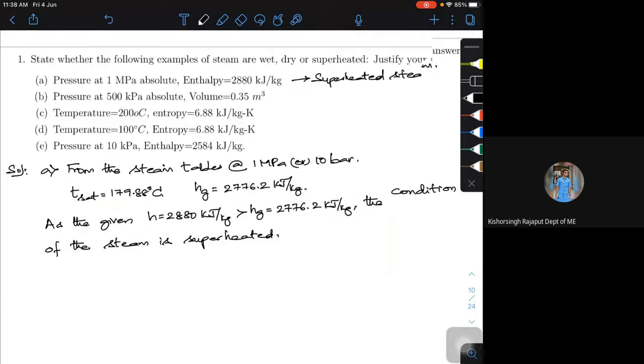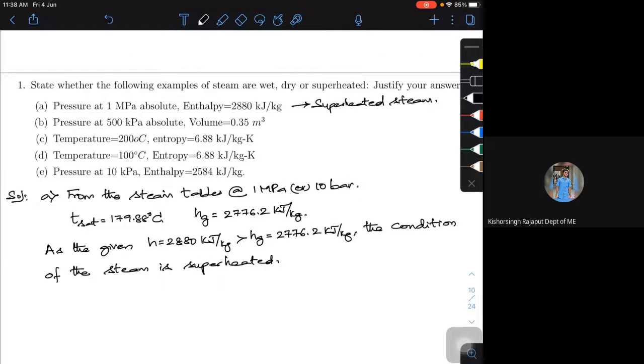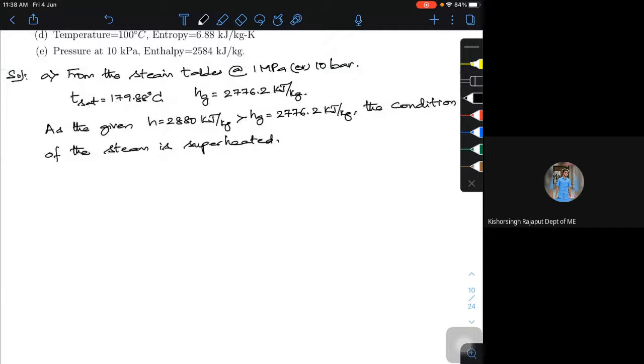Second condition is pressure at 500 kilopascals or 5 bar. Volume is 0.35, sorry, meter cube per kg. It is not this thing, it is meter cube per kg. That's a typo error. Second condition.